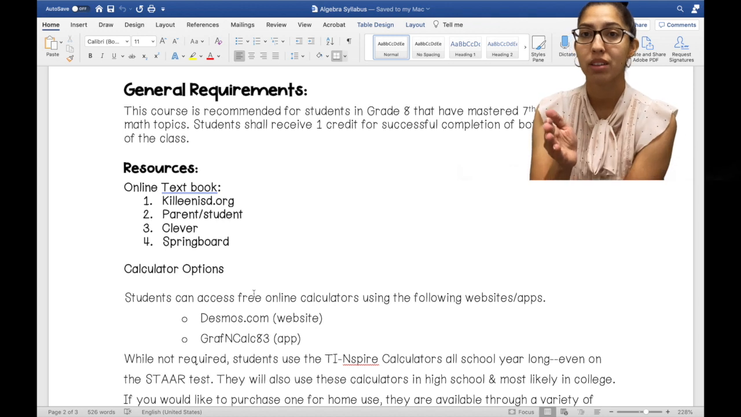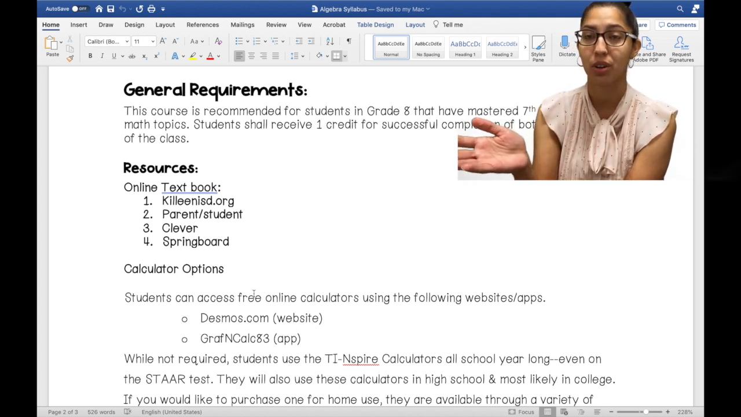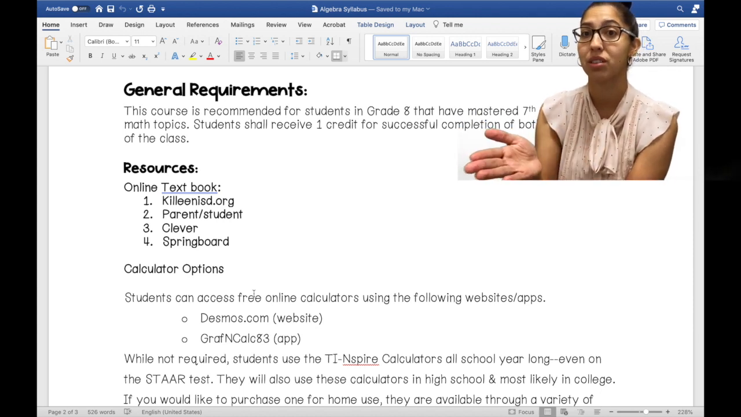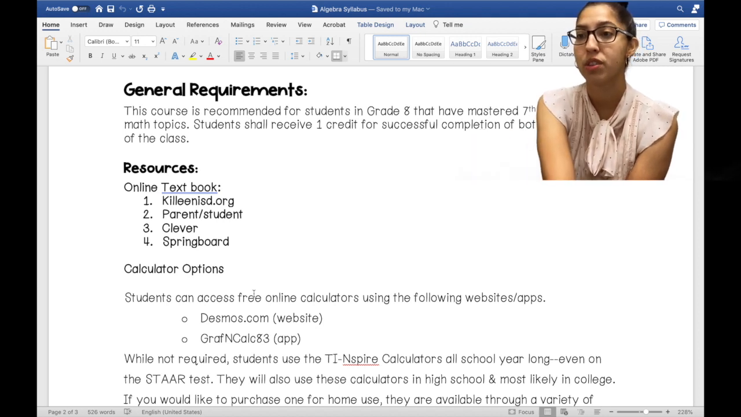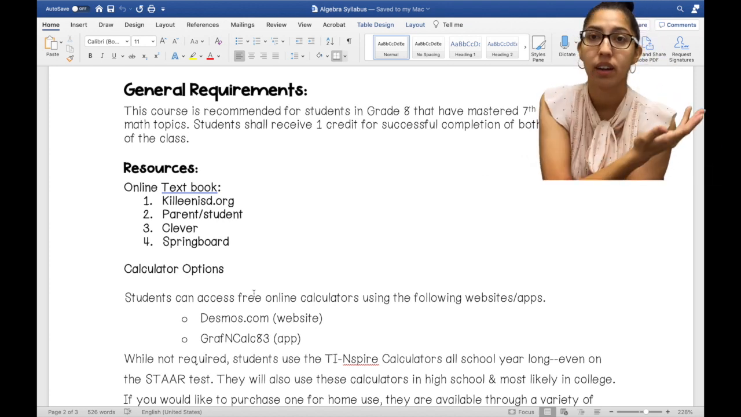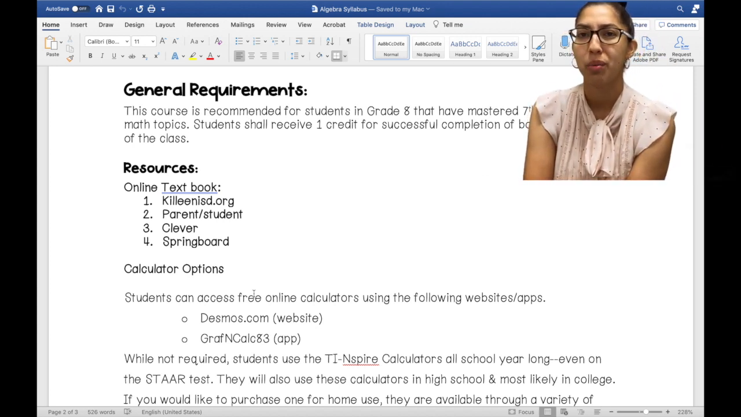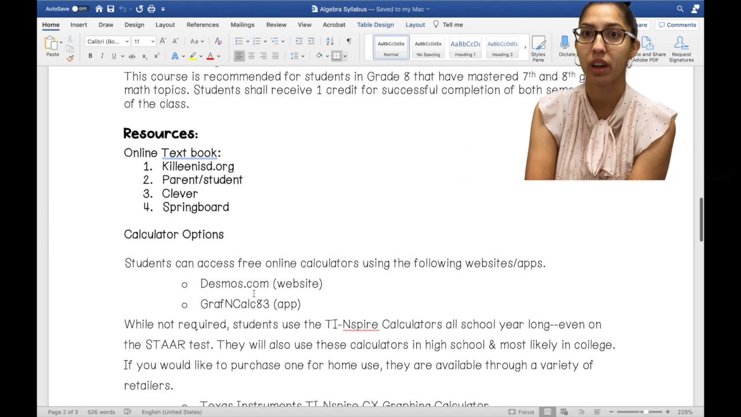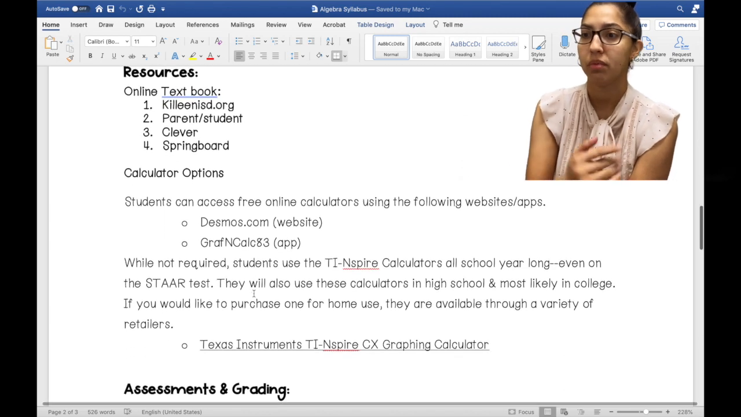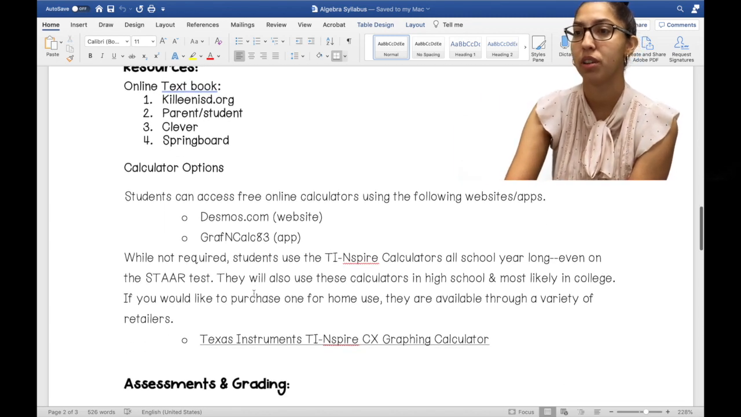So you have to pass the first semester in order to get 0.5 credits, and then the second semester in order to get another 0.5 credits. So you have to pass both semesters to get a full credit for the year. So some resources. You are gonna have a textbook. It is online. We'll talk more about it when we use it, but you'll go to Clean ISD, Parent Student, Clever, and then it's the Springboard textbook. It's really straight to the point.